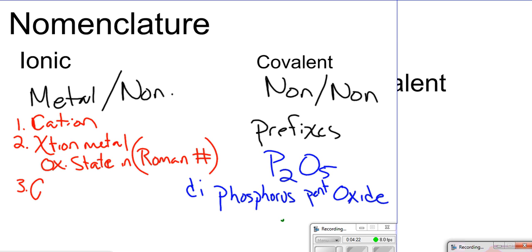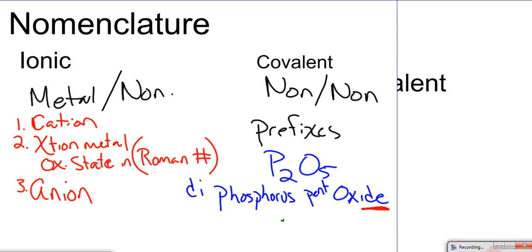Lastly, you name the anion. If it's a single element, just like in covalent compounds, it's going to end in "ide." If it's a polyatomic ion, one of the ones you memorized over the summer, or one of the ones you are working on memorizing, you simply write its name.